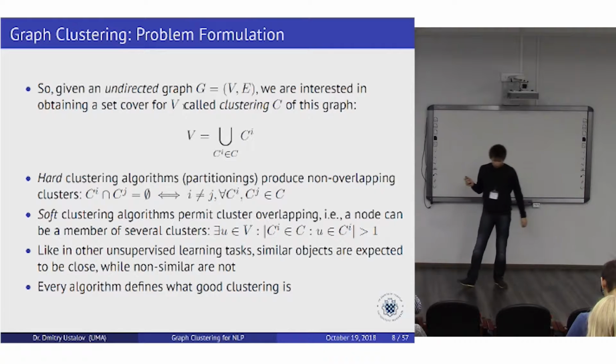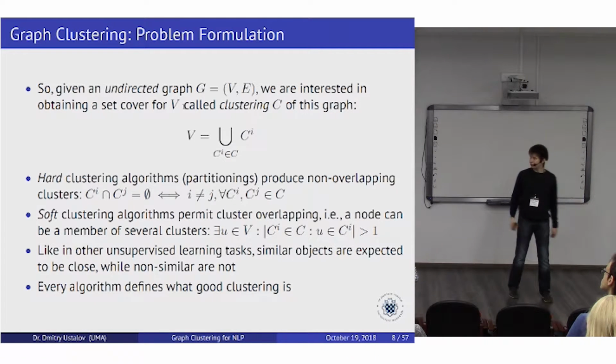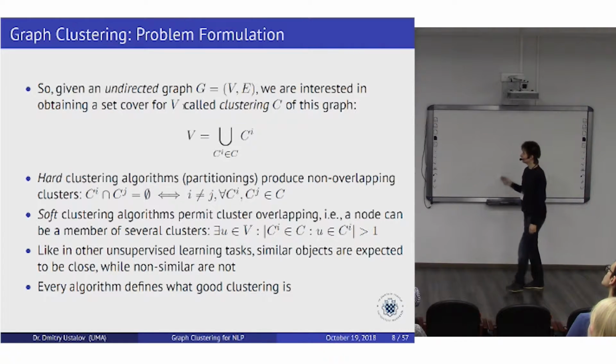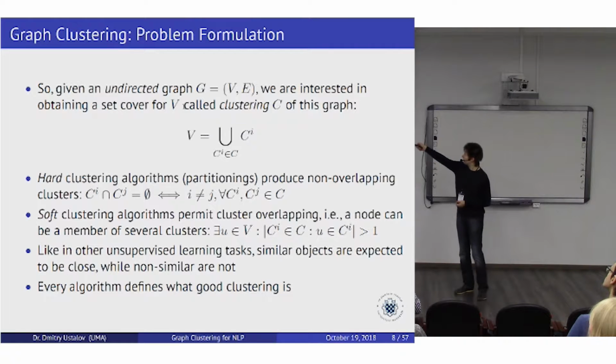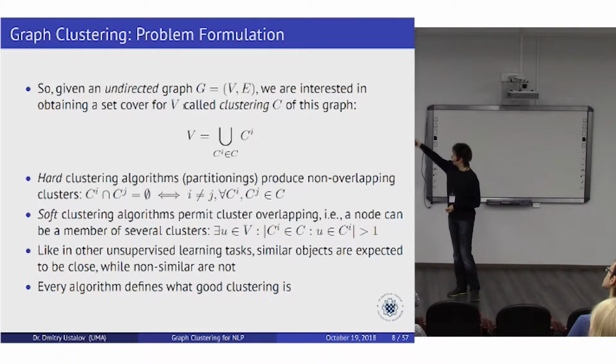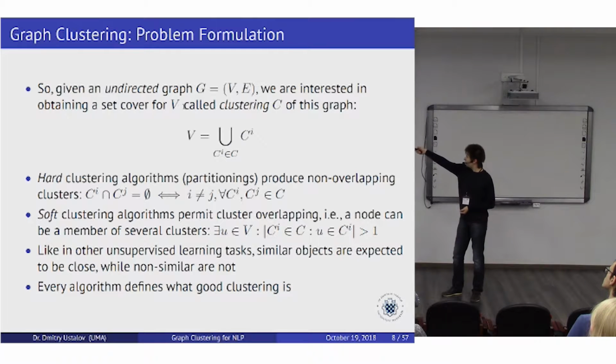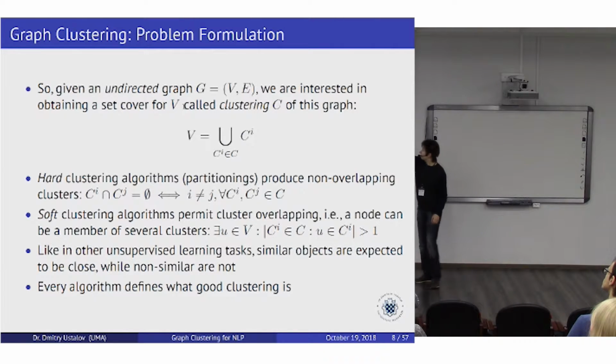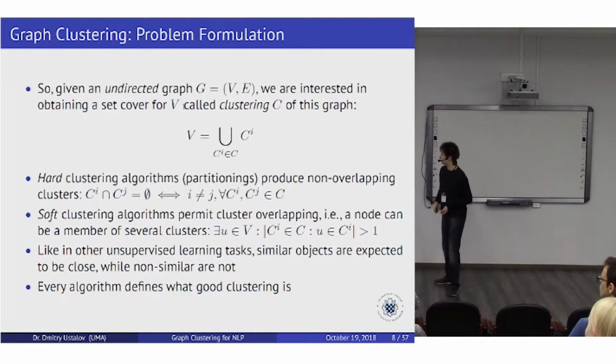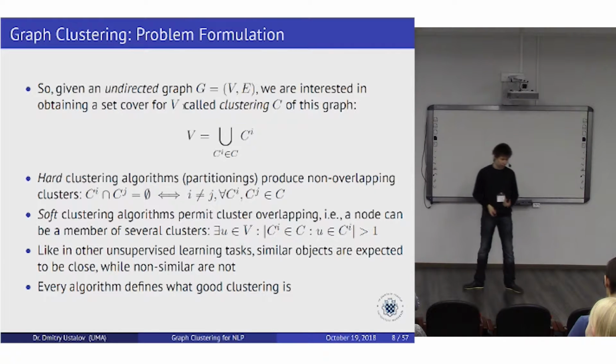Well, let's focus on the problem definition. Actually, the problem definition in clustering is very general. So given a graph, we would like to find a set cover for a set of nodes called C, clustering, which is nothing but a set of sets covering the set of nodes. Very simple. There are 2 kinds of graph clustering algorithms, in fact.